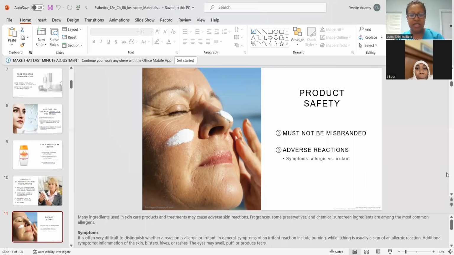All right, product safety. So many ingredients used in skincare and treatments may cause adverse reactions. We were just talking about that. Certain fragrances, you mentioned preservatives, chemical sunscreen ingredients are among the most common allergens. What is an allergen? Things that can affect your allergies. Correct. A substance that can create an allergic reaction.